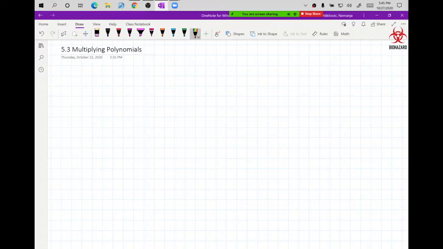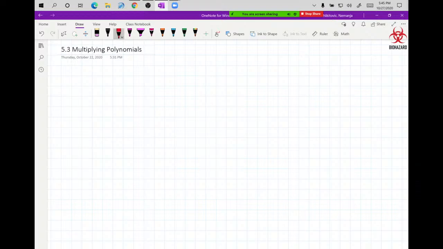That would be 5.3. So we have seen that addition and subtraction of polynomials is done if we have like terms. Multiplication doesn't care about like terms. Multiplication is going to be multiplying variables with variables and constants with constants within each term.